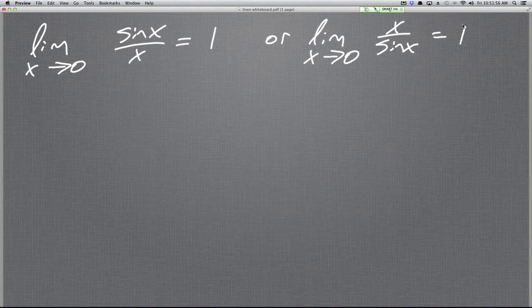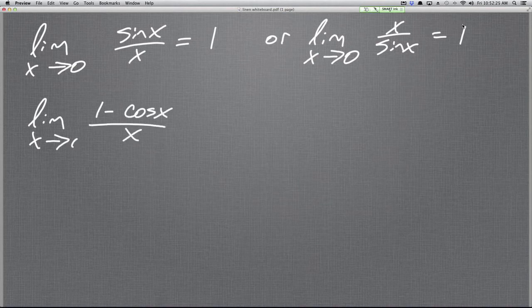The reason we need to know these special trig limits is that if I plug 0 into sine, what do I get for sine of 0? 0. And if I plug 0 in for x, I get 0. So that's a 0 over 0 situation. So I need to know that that is equal to 1. And obviously the reciprocal is also equal to 1. The other one is the limit as x approaches 0 of 1 minus cosine x over x is equal to 0.